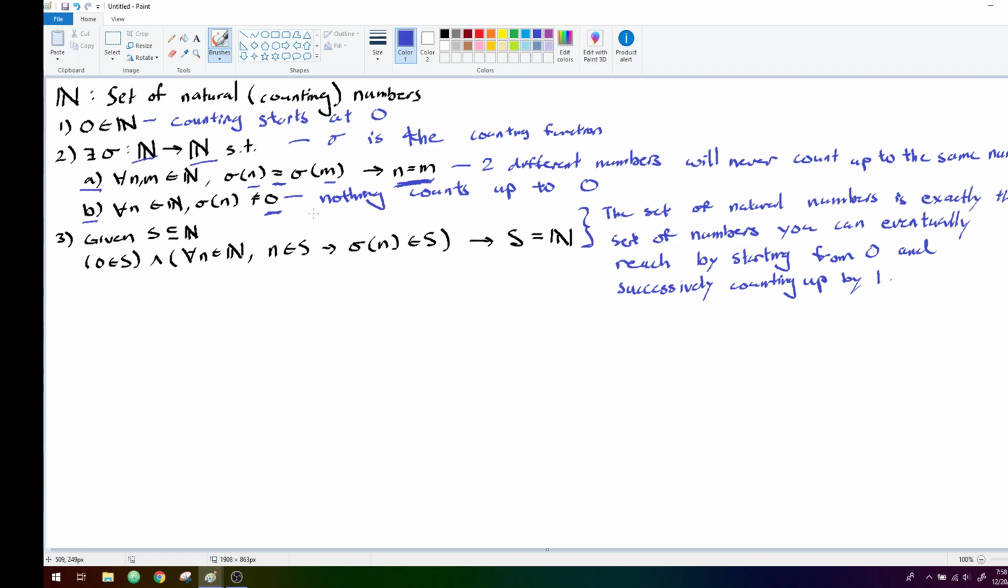Number 3 is the most long-winded one of them all, and likewise it has a long-winded English explanation, but what it's really saying is that the set of natural numbers is exactly the numbers that you can reach by starting from 0, which is why we have this guarantee that 0 is in this subset S of the naturals, and successively counting up by 1. So if I know that some given number n is in S, I am then guaranteed that sigma of n, in other words, the number I get when I count up by 1, is also in S.